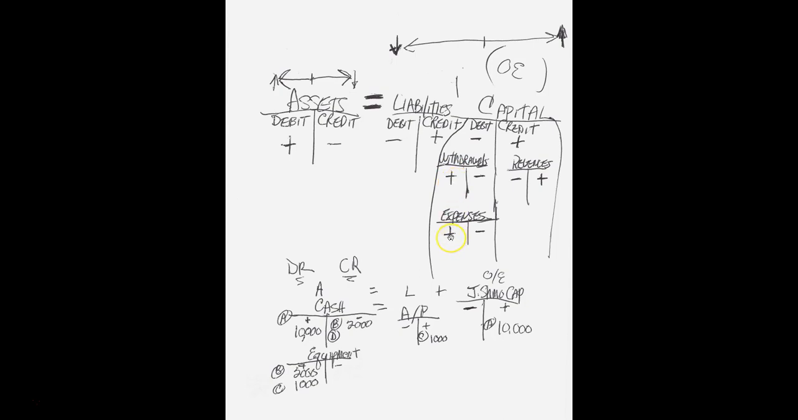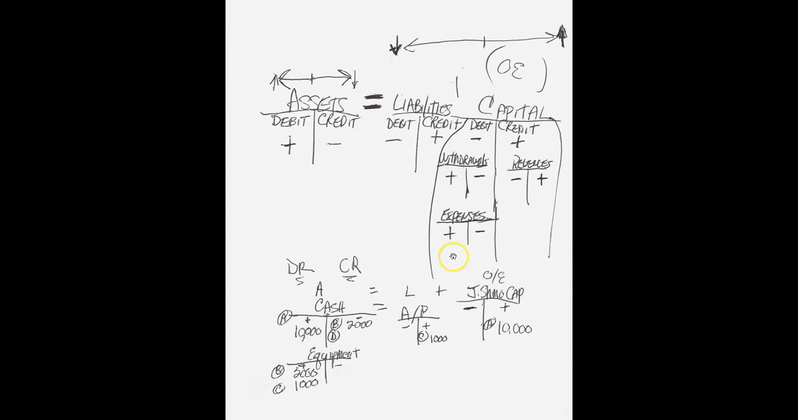Same thing with expenses. You'd have many different expense accounts, and every time you debit expense, for example, or withdrawals, you would debit the withdrawals. If you pay in cash, you'd credit cash. If you incurred a salary expense, you debit salary expense and credit cash.